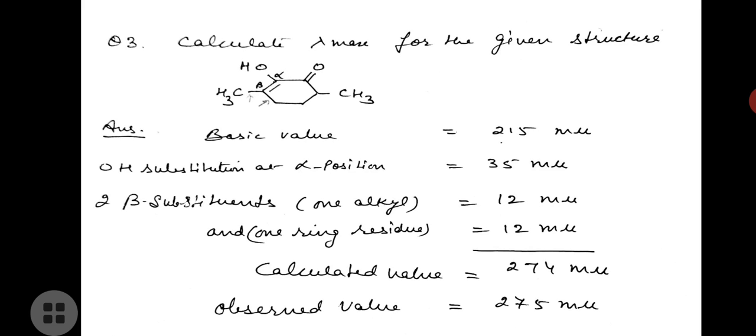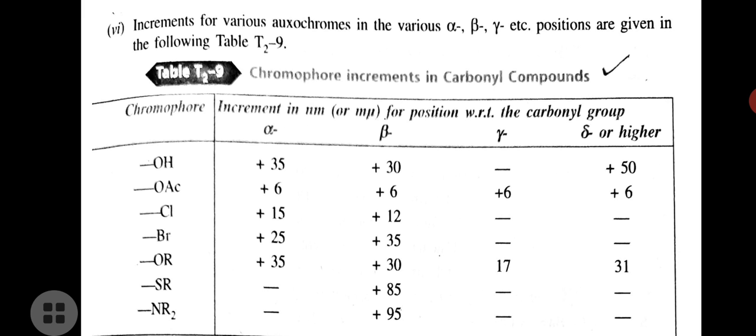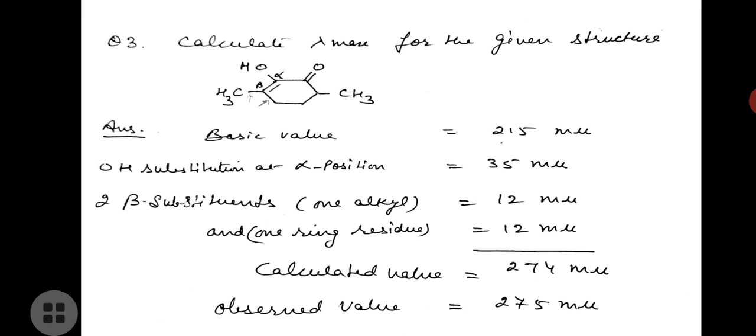Now let us see and understand the third example. Calculate lambda max for the given structure. And here you can see, well, the basic value for the alpha beta unsaturated ketone is just the same, 215 millimicron. Now here you can see OH substitution at alpha position. So we have seen in the table, the OH at alpha position, the value is plus 35. So we have seen in the table and we have written it here. The OH substitution at alpha position, the value is plus 35 millimicron.